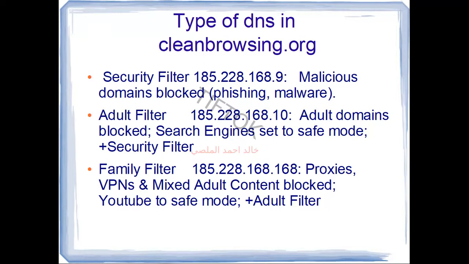Type 3 of the DNS filter is the family filter, which is a high-level filter. It is blocking proxy, VPN, and adult content, and sets YouTube to safe mode, and the adult filter is contained in this filter. The family filter is very good for children and schools.